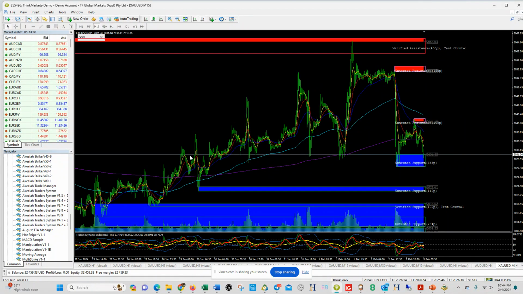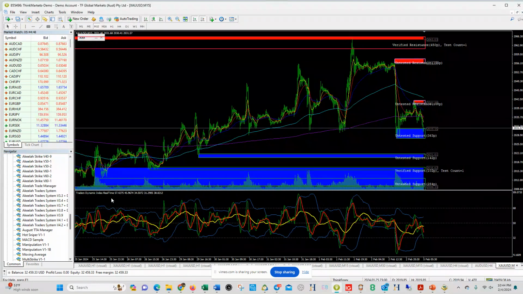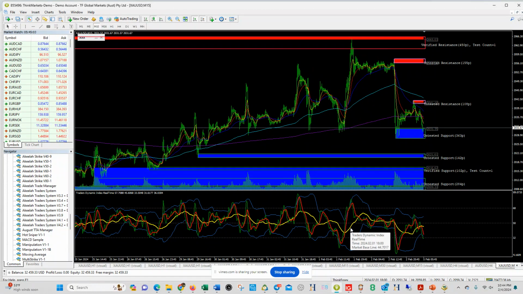Then next, the two advanced strategies. One is the momentum strategy. The momentum strategy is predominantly using the TDI here. The Traders Dynamic Index has a lot of different variables in here. There's Bollinger Bands in here. There's RSIs in here. Volume is being considered. There's an overall market baseline to kind of get an idea of where the market is.